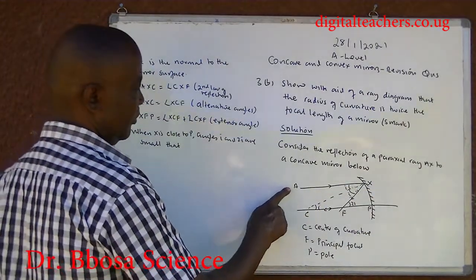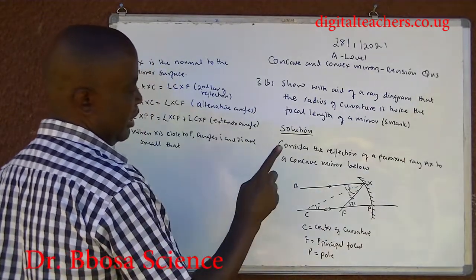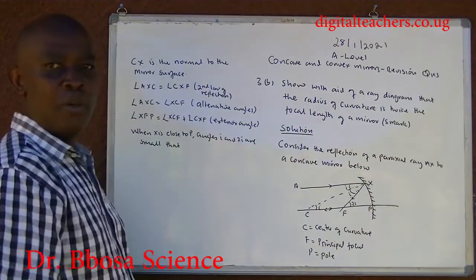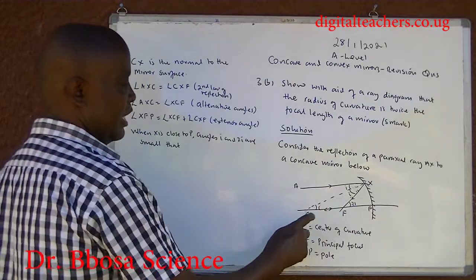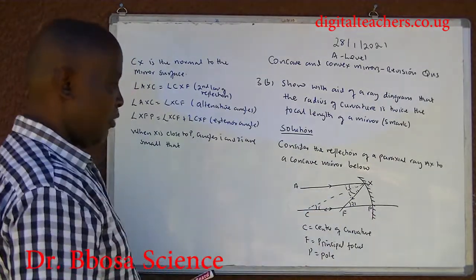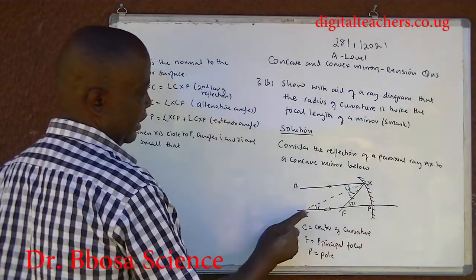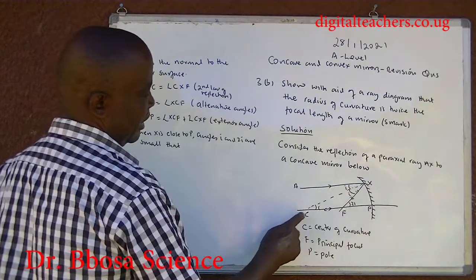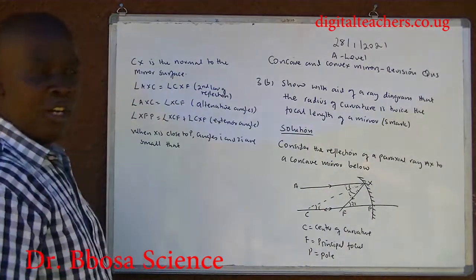Angle AXC is equal to angle CXF from the second law of reflection, where the angle of incidence is equal to the angle of reflection. Angle AXC is equal to angle XCF because these are alternate angles.